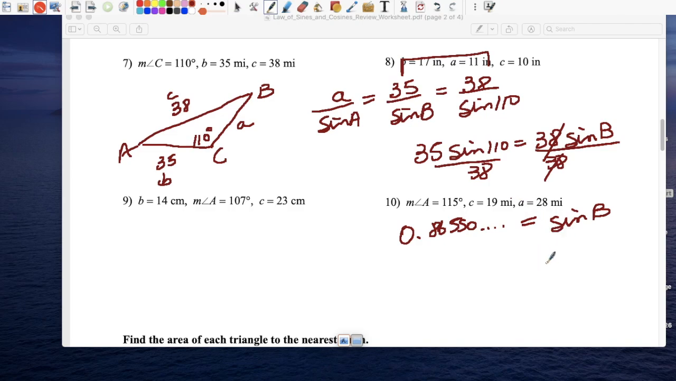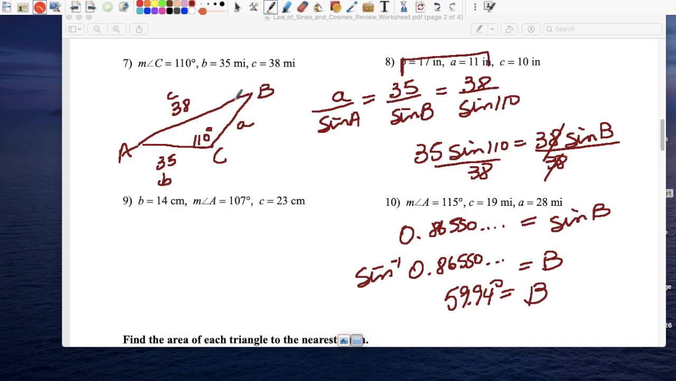So now we're going to take the inverse. So B equals inverse sine. Put that number there. And let's see what we get. So angle B is 59.94 degrees. I can come over here. I can tell you that's 59.94 degrees. Right? Now, if I know two angles, I can find what angle A is.